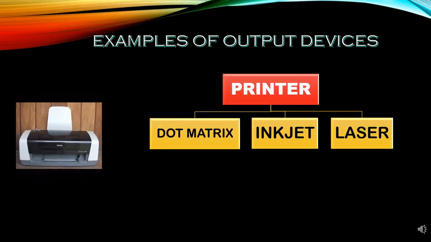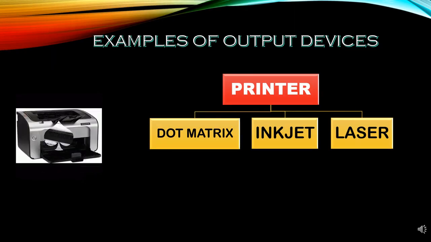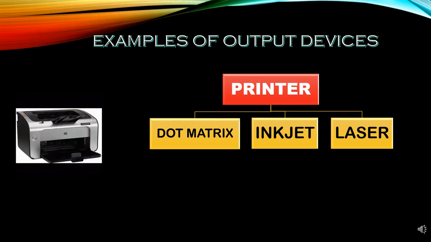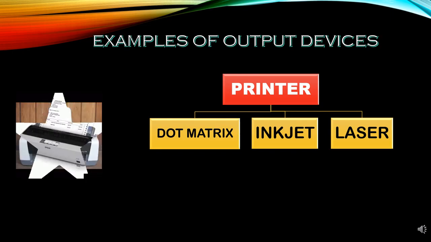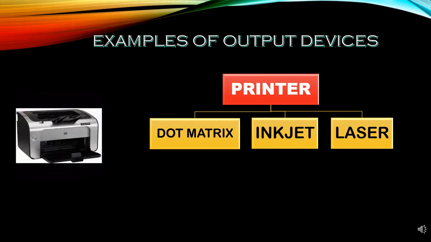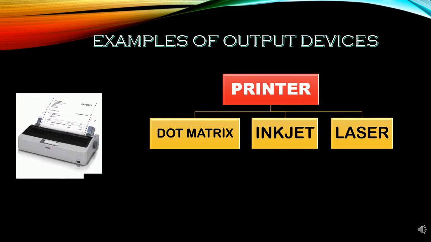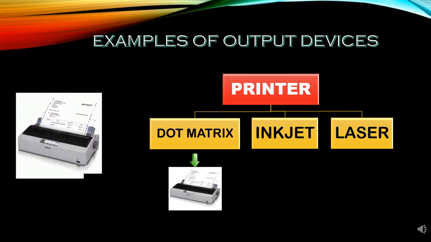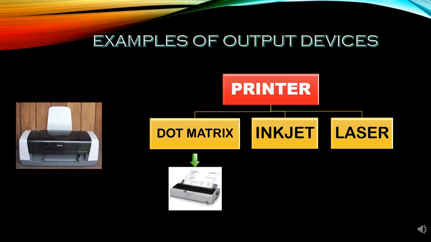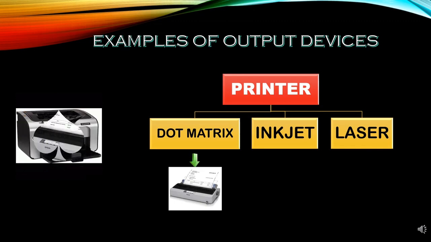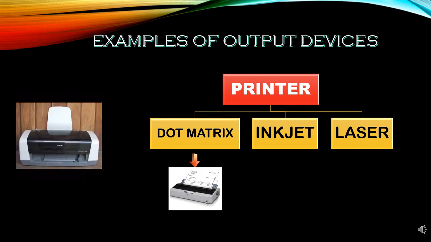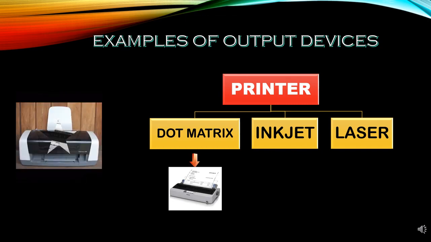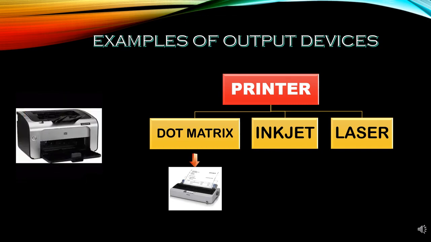Printer. You already know that a printer prints the output on paper and the printed copy is called the hard copy. We have three types of printers: the dot matrix printer, inkjet printer, and the laser printer. Dot matrix printer. It works like a typewriter and creates the impression by striking on the paper. Because of this, it's very noisy and does not produce high quality output. It also gives only black and white printouts.